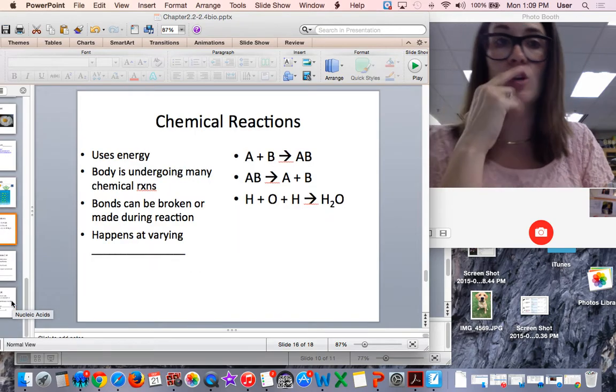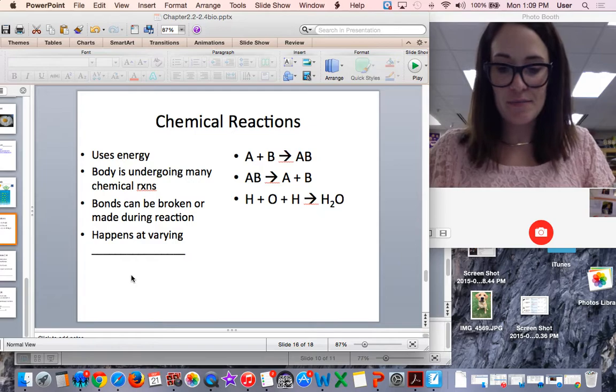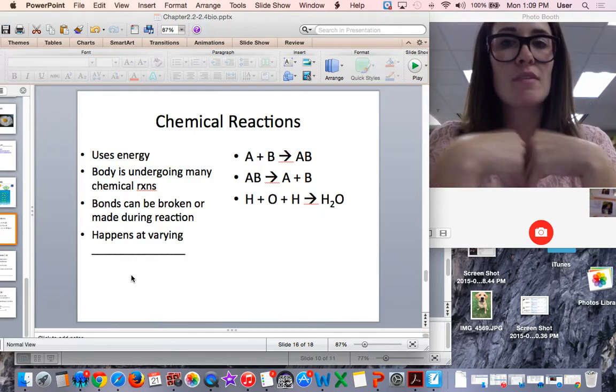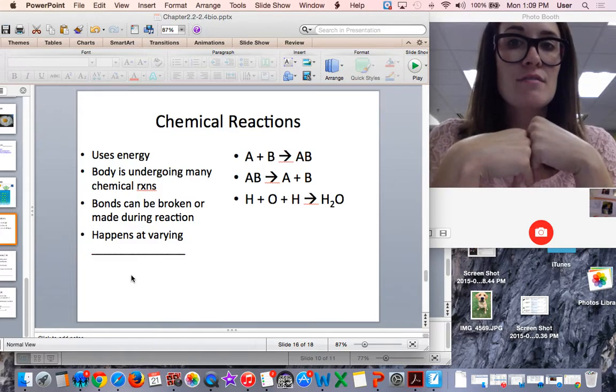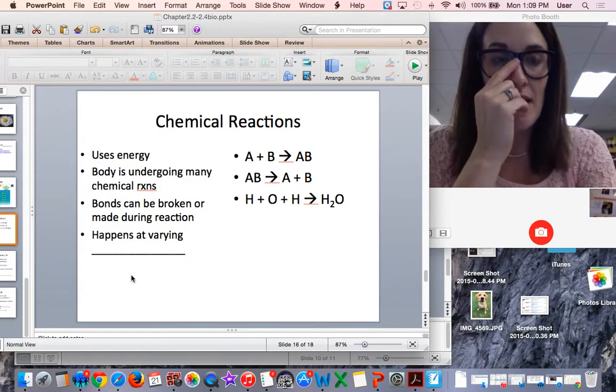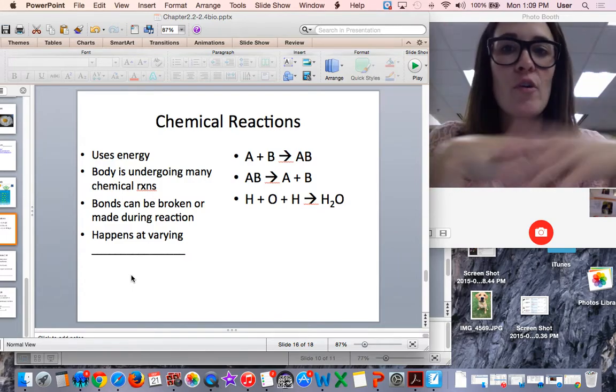Particularly called a nucleotide that makes that up. Chemical reactions. So the chemical reactions in your body, we know it's metabolism. Some reactions need energy to actually happen. Some reactions produce energy, and your body is constantly undergoing them.